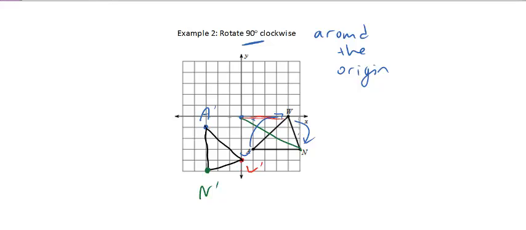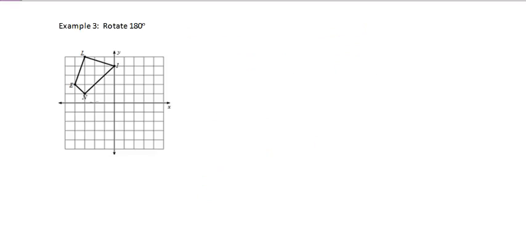Let's look at one more example. And this time we're going to rotate by 180 degrees, meaning if I connect N to the origin, then N prime must lie on a 180-degree line, meaning a straight line. So N prime must be located right here. Right, and then E, same thing. I'm just drawing straight lines.